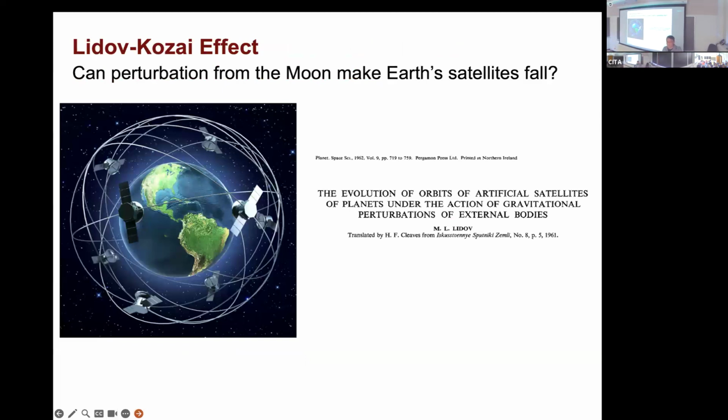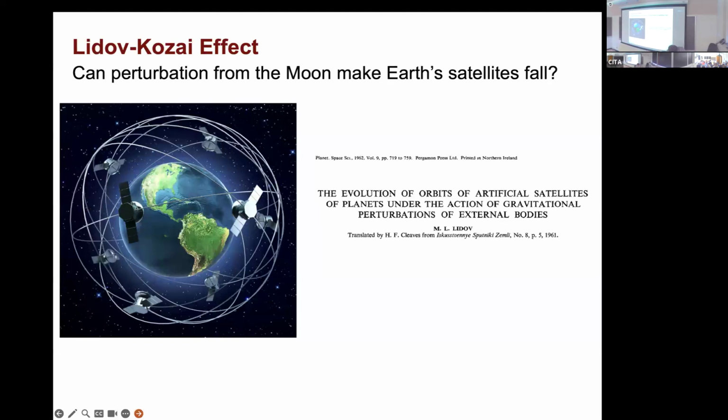But just maybe show a hand. Who doesn't know Kozai? Maybe nobody. Okay, good, I can skip. One dipole. One dipole, yes. Okay. Anyway, I don't want to spend a lot of time.